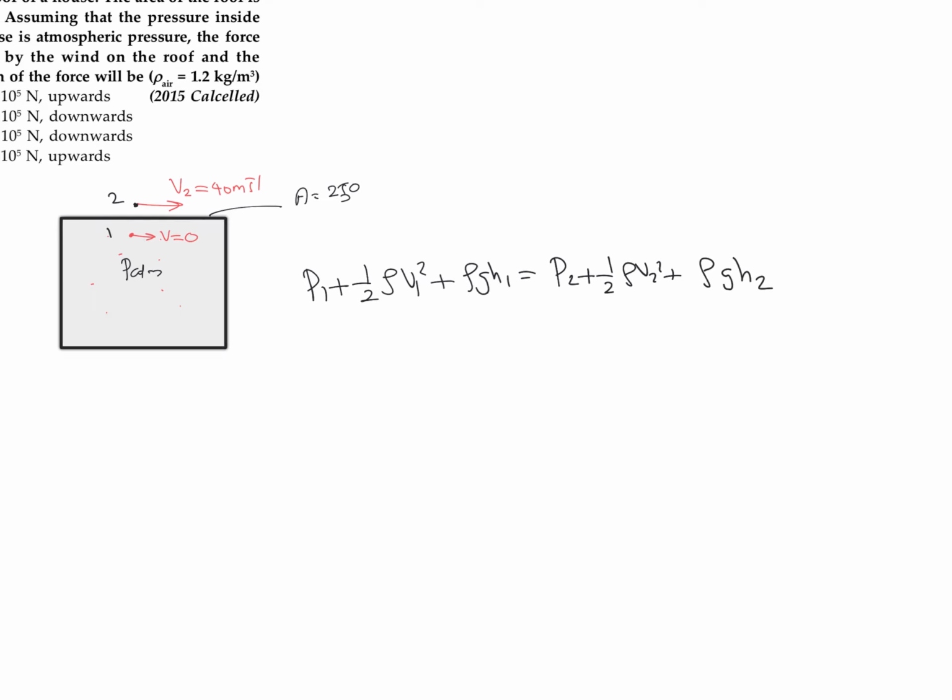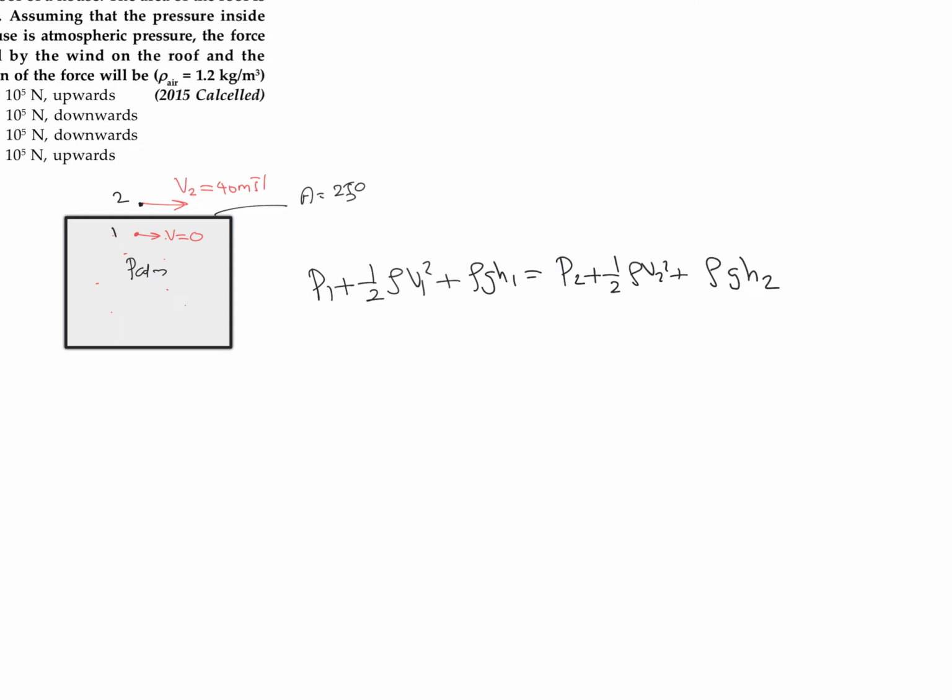Now there is not that much difference in gravitational potential energy, so we can consider these values almost the same, or we can cancel them. Now pressure inside, P1, we can take as atmospheric pressure plus half rho v1 square, and the value of velocity inside is also equal to 0, so we can write this as 0, plus this term we cancel, is equal to the value of pressure outside.